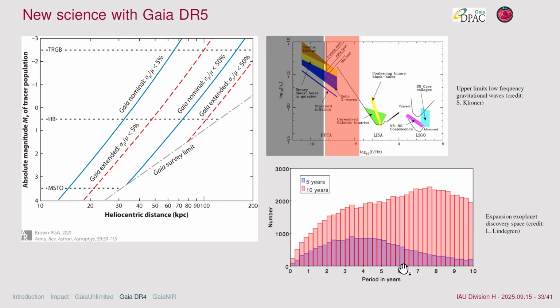And then down here, I mentioned this already before. If you go from a 5 to a 10-year mission, of course, you expand the periods over which you can find exoplanets. And the period, for example, of Jupiter then becomes accessible because it's the same as the mission lifetime. And we can expect a big expansion again of the number of exoplanets that you find in the Gaia data.